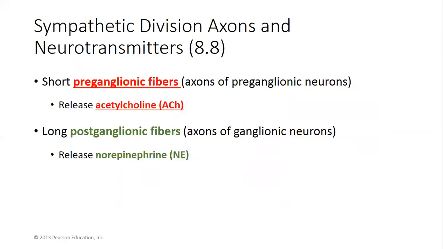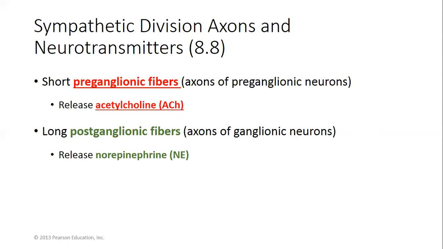So the axons in the sympathetic division are really short. The preganglionic fibers, so the axons of preganglionic neurons, are really short, and they release acetylcholine, the neurotransmitter that is acetylcholine. And acetylcholine acts very similar to what we talked about back in skeletal muscle to depolarize a cell, or we talked about it in the nervous system, I believe. Basically that acetylcholine is used to activate the ganglionic cell body to stimulate and generate another action potential.